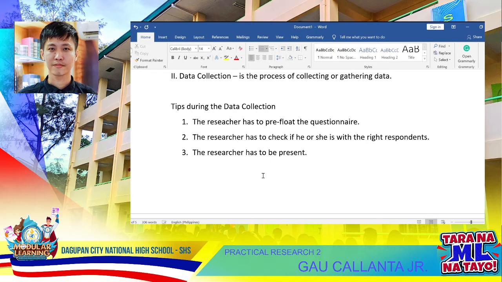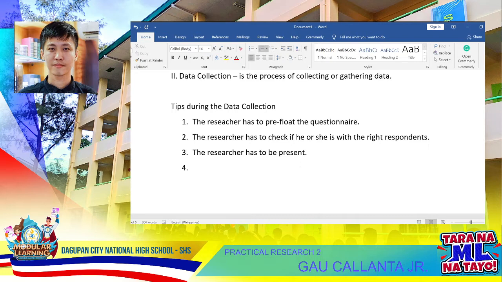You as a researcher have to be there so that if any question arises, you would be able to answer it and make things clearer to the respondents. The answers of the respondents would be more valid rather than them trying to guess what to write on the questionnaire. So the researcher, you, has to be there in order for the respondents to be guided if they need some clarifications. That is a very important tip. The researcher has to be present.